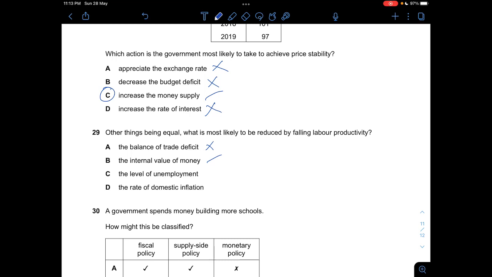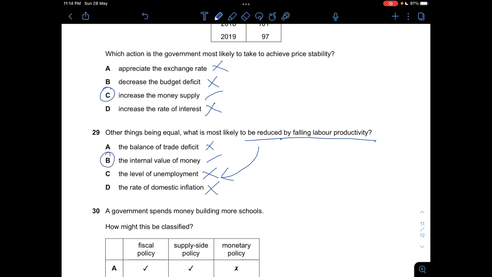C, it says the level of unemployment, which is not correct because there's already falling labor productivity to begin with. It doesn't exactly mean that there's an increase. There's no reduction in the level of unemployment. I mean, falling labor productivity would actually probably be because of an increase in the level of unemployment, not a reduction. And D, it says reducing the rate of domestic inflation, which is not correct because to reduce the rate of domestic inflation, your AS curve will have to shift to the right. But in this case, falling labor productivity will result in an AS curve shift to the left, so it's going to result in more domestic inflation.